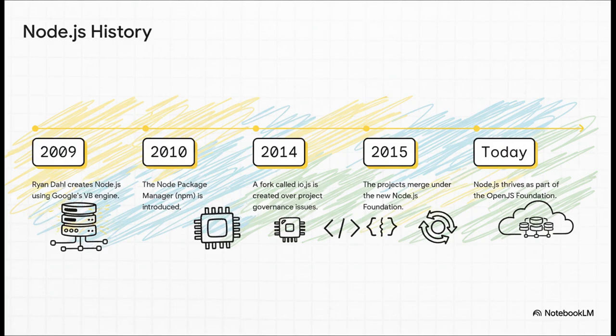So Node.js was first created way back in 2009. Just a year later, NPM came along, which was absolutely critical to its success. Like any big open source project, it had some growing pains. There was even a temporary split called IO.js because of disagreements over how the project was run. But they came back together in 2015 under a neutral foundation, which was a huge sign of its maturity. And today, it's a stable, world-class project managed by the OpenJS Foundation.